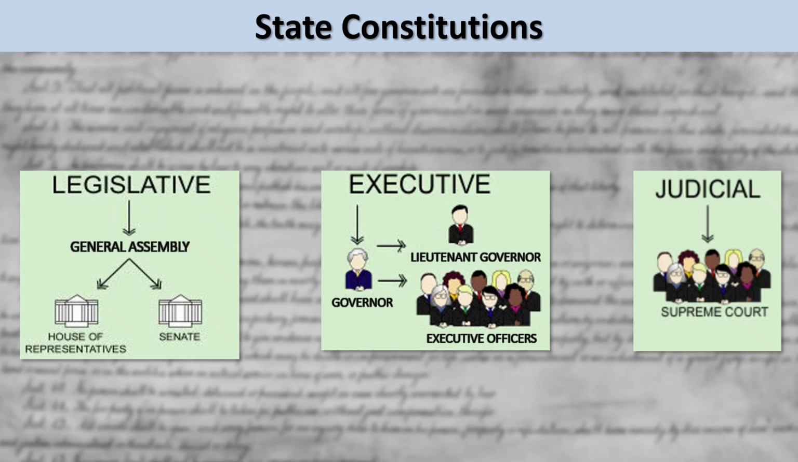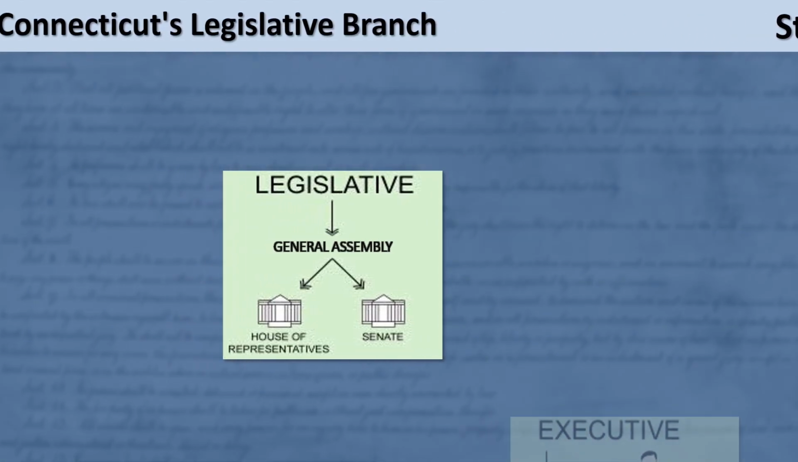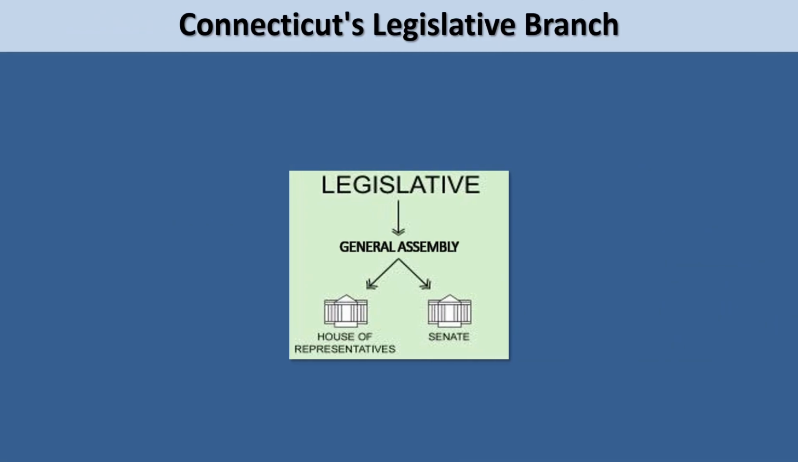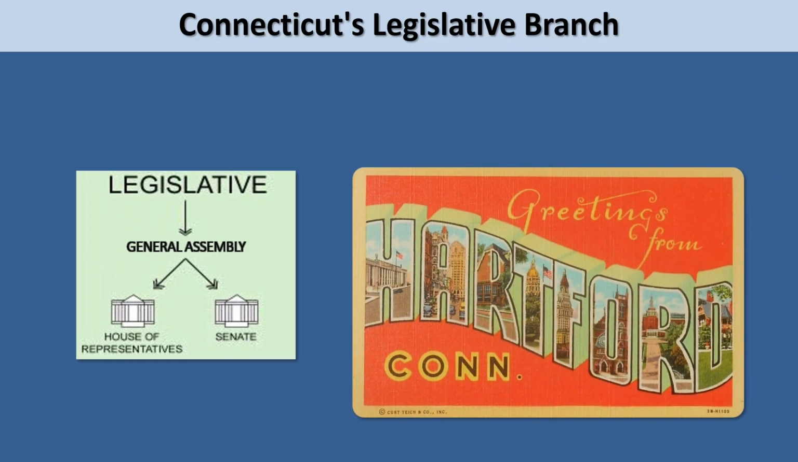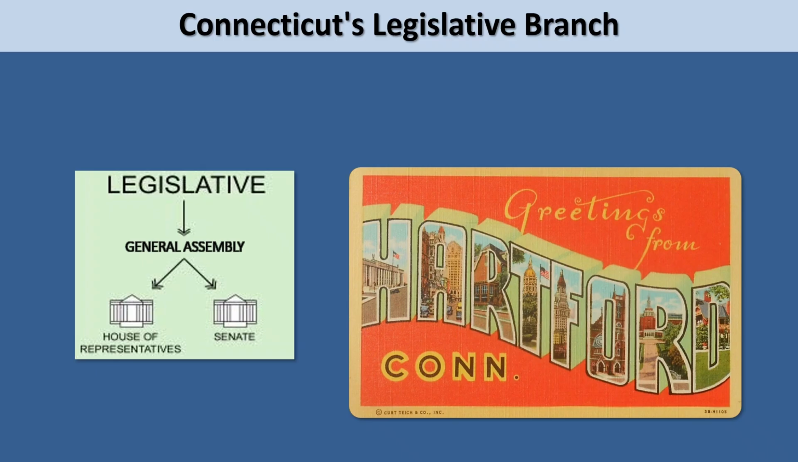and a judicial branch. In every state except Nebraska, the legislative branch consists of a House of Representatives and a Senate. Nebraska has only one house of its legislature, but all other states, Connecticut included, divide their legislature into two parts. In Connecticut, the state legislature is called the General Assembly. Like the federal government's Congress, the General Assembly is divided into a House of Representatives and a Senate.